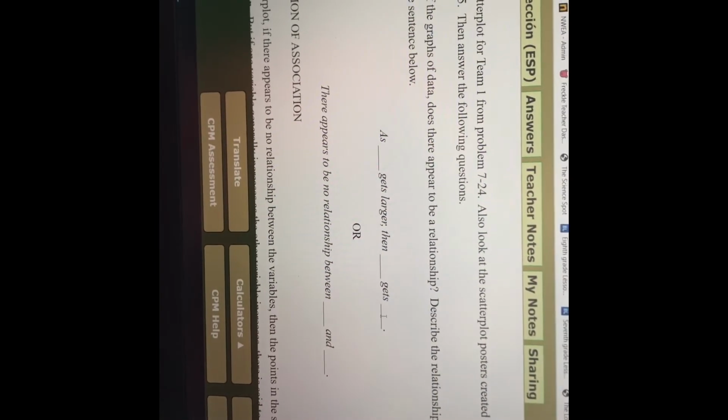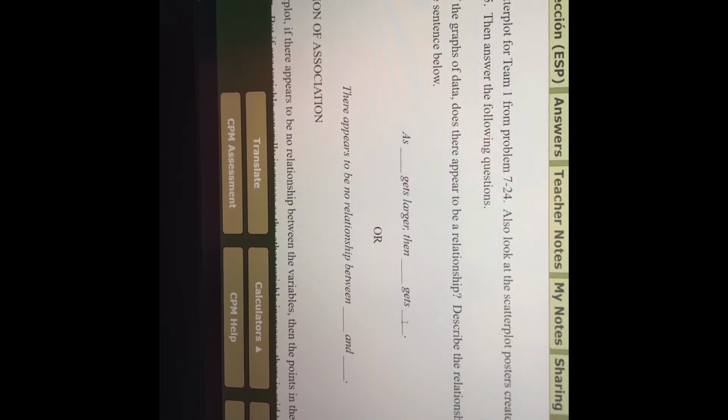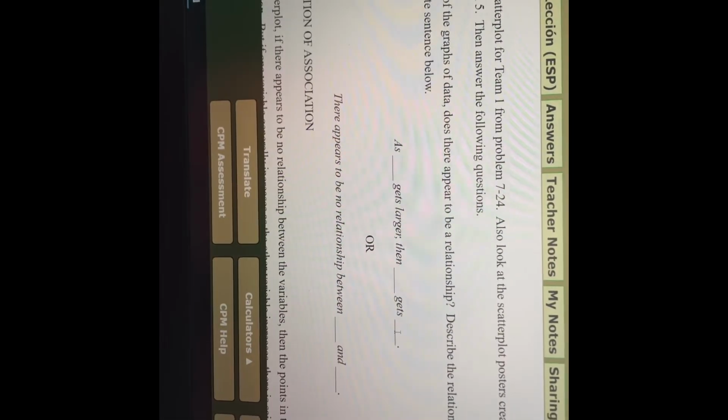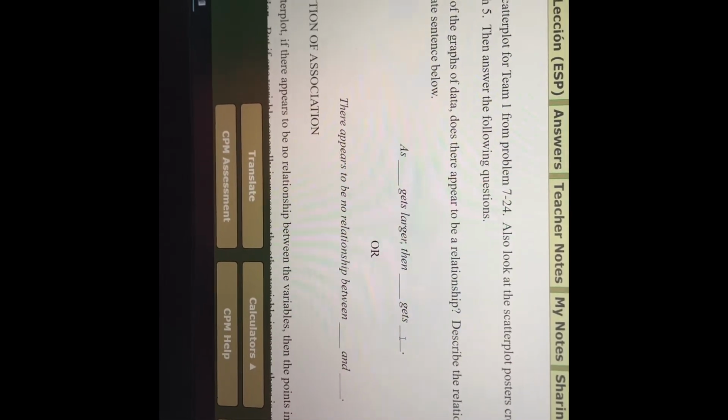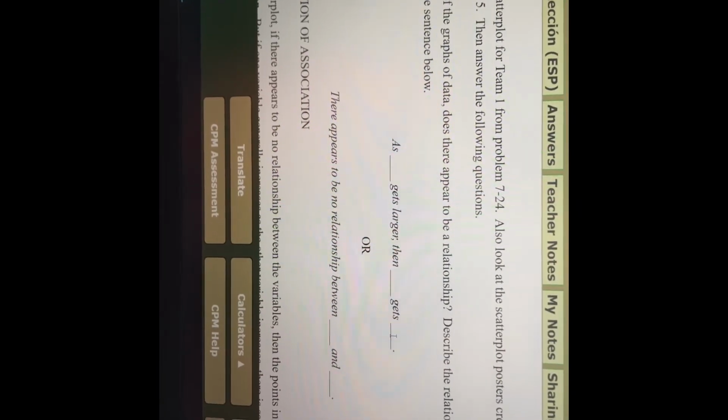So it says, for 726, examine your scatter plot for Team 1 from problem 724. Also look at the other scatter plot posters, and that's what I just showed you. Then answer the following questions. Part A, for each of the graphs, does there appear to be a relationship? Describe the relationship by completing the appropriate sentence below. As blank gets larger, then blank gets blank, or there appears to be no relationship between blank and blank.